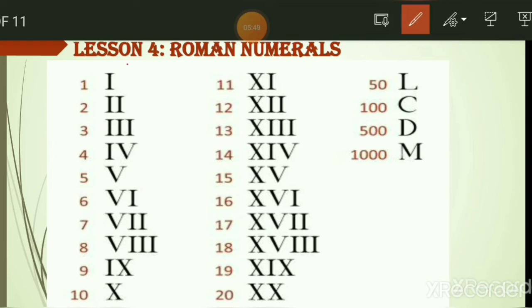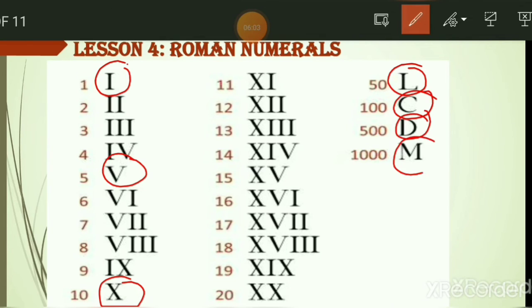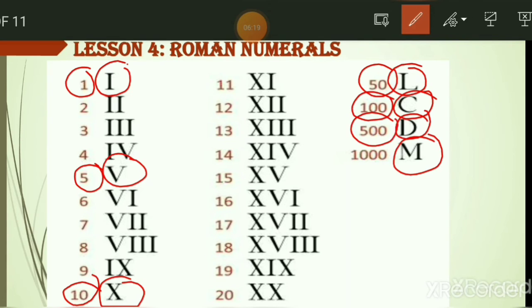These symbols are V, X, I, then L, C, D and M. Now all the letters have different values. I means 1, V means 5, X means 10, L means 50, C means 100, D means 500 and M means 1000. So with the use of these 7 numerals, several numbers can be formed.